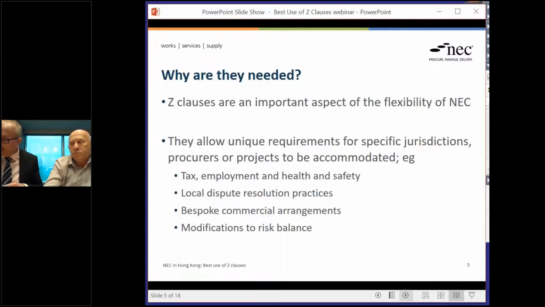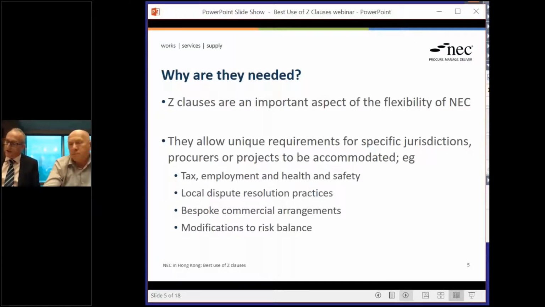Well, they are, I suppose, an important aspect of the flexibility of NEC. I mean, this is a general comment. NEC is sort of famous for having this plain English approach, using short forms of clauses and so on, which I personally very much like. But sometimes the NEC achieves that brevity by leaving certain things to be worked out by the parties and provided for separately.